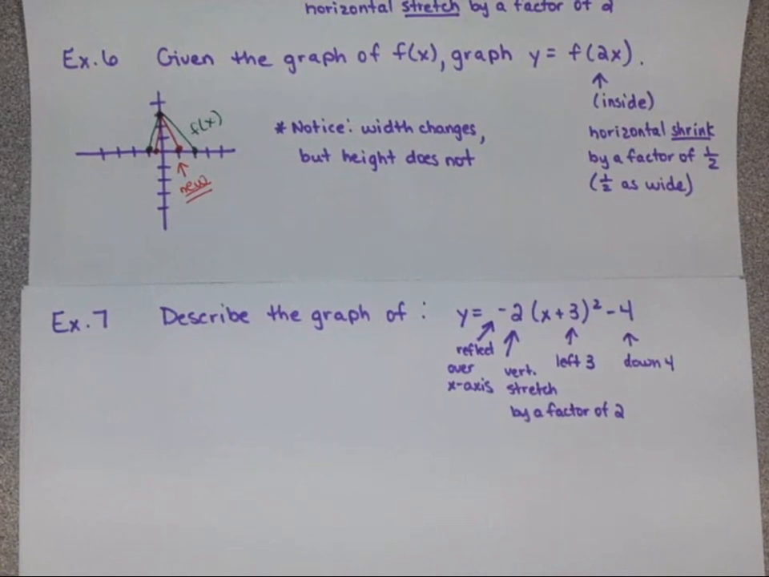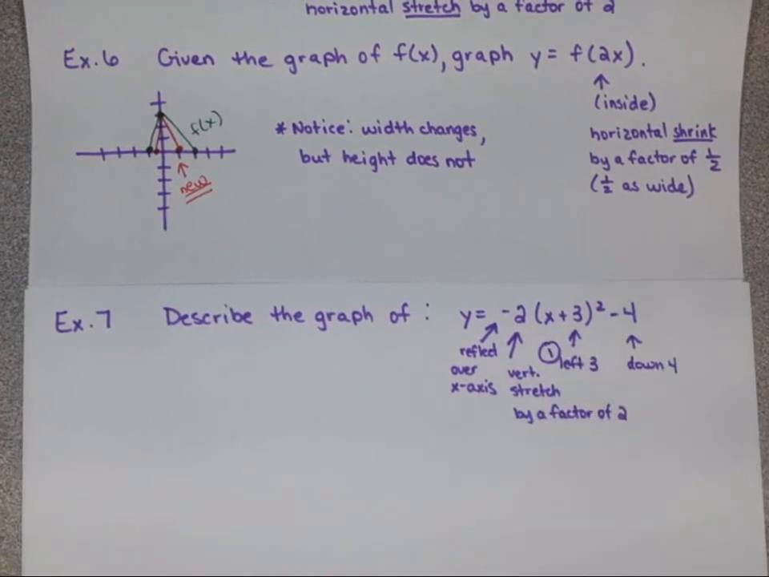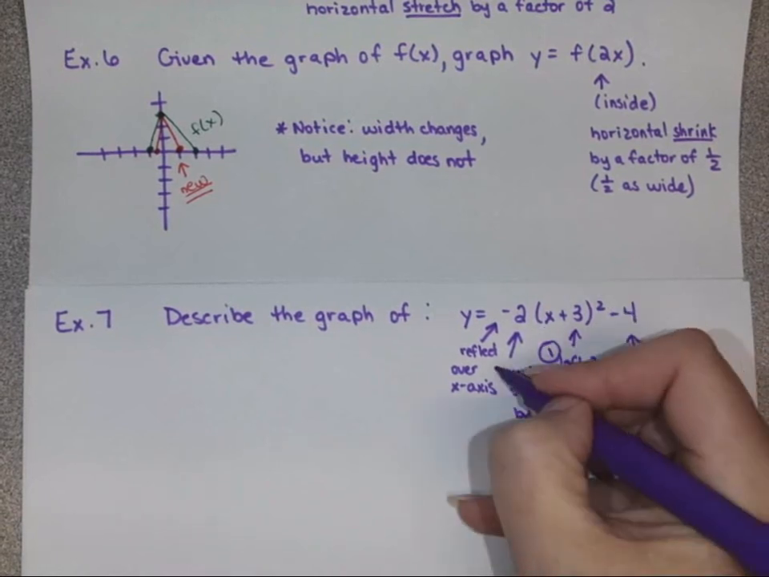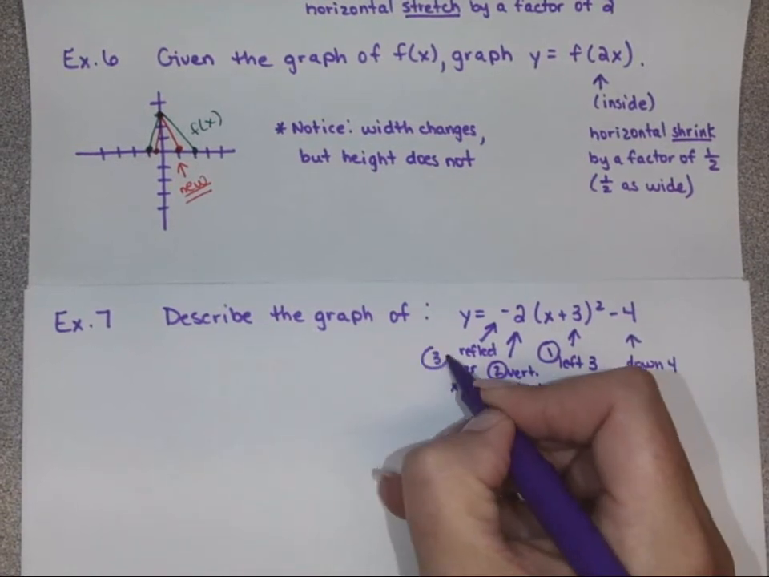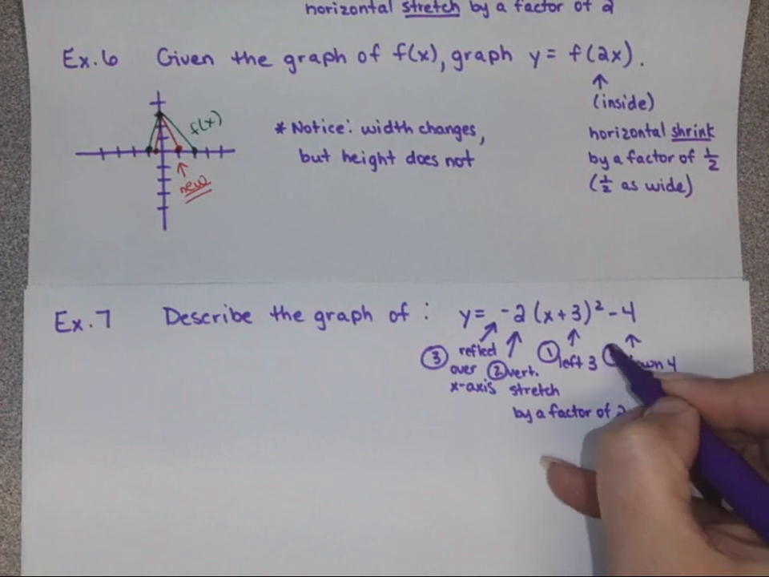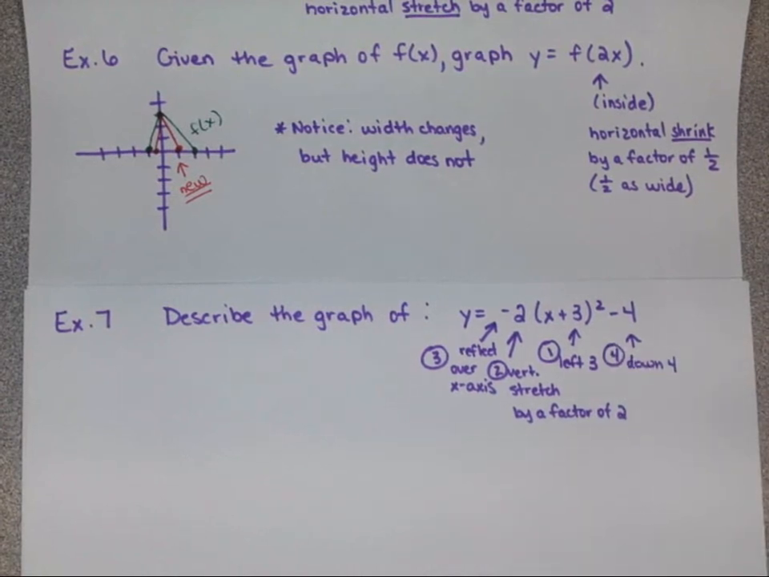Okay, so let's go through here and talk about which ones should come first. What has to come first if we work from the inside out? Left 3 comes first. Then what comes next if you're really working from the inside out? The vertical stretch comes next. Remember, stretches or shrinks are number 2. Then the reflection, followed by the down 4. Okay. So if you had to tell me what shape this is, you would say it's a parabola that's been shifted left 3, made twice as tall, turned upside down, and then shifted down 4. Okay. So that was the one that you would pick if you were doing a homework question like that.